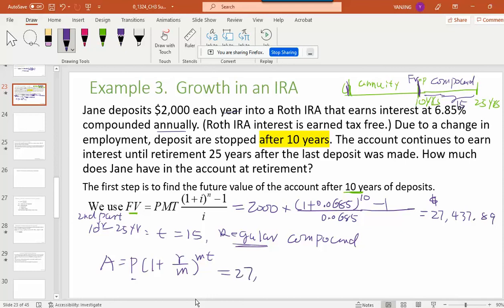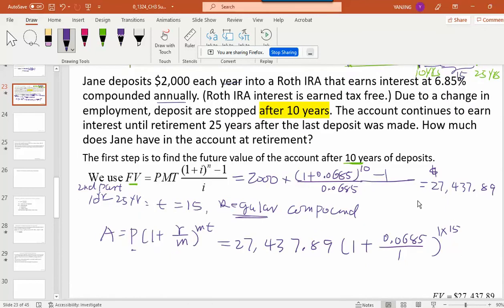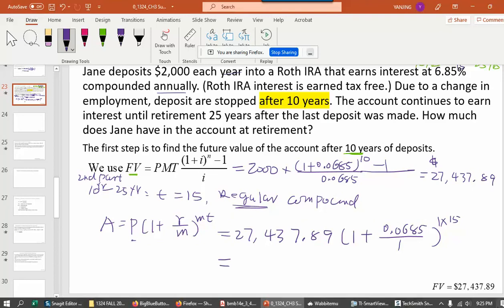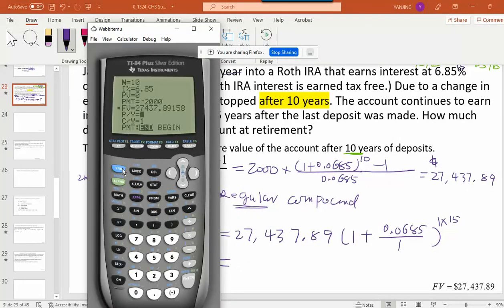So this future value for the annuity becomes our principal here. So this is 27,437.89 times 1 plus r, where r here is 0.0685, m is 1 annually, and then that's 1 times T, which is 15. So that is the regular compound. This regular compound formula is much easier to calculate, so we can go ahead and calculate this one right here, not using the app because it's a regular one.